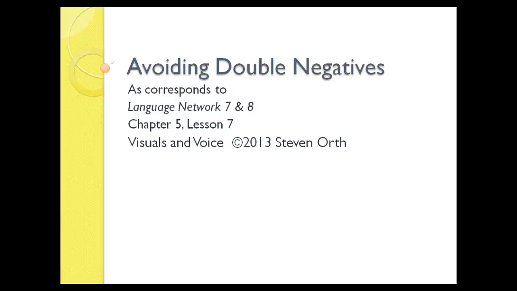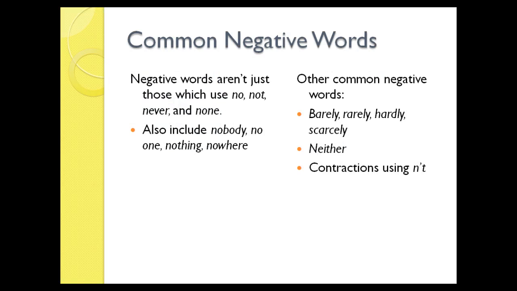Wrapping up our look at modifiers by avoiding double negatives. Remember that negative words aren't just those which use no, not, never, and none. These also include nobody, no one, nothing, and nowhere. Even so, most people remember those fairly freely.